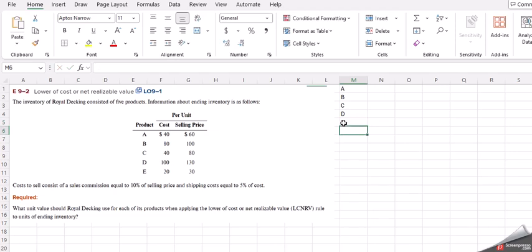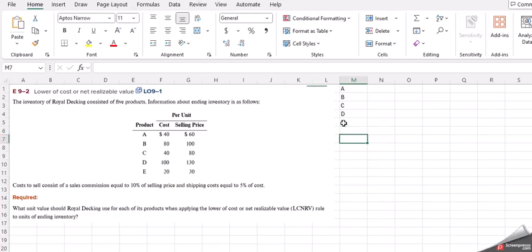And then our net realizable value is our selling price less the costs to actually sell it. They give us the selling price in the table. If we look down below, the cost to sell is a sales commission of 10% of the selling price, and then shipping costs are 5% of the selling price.